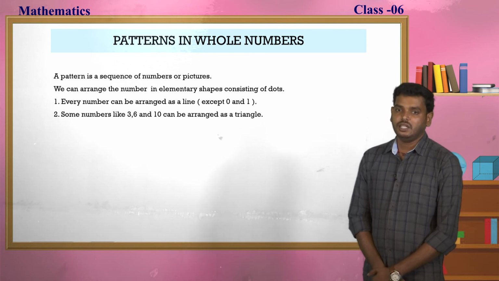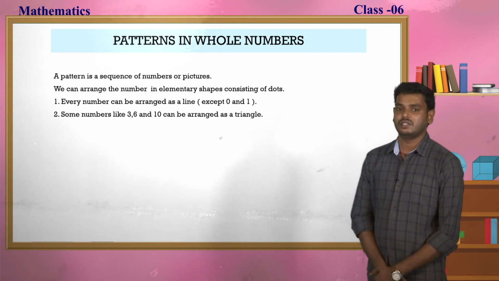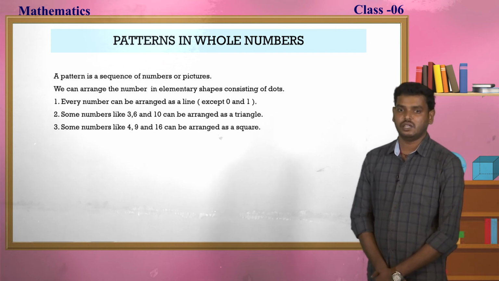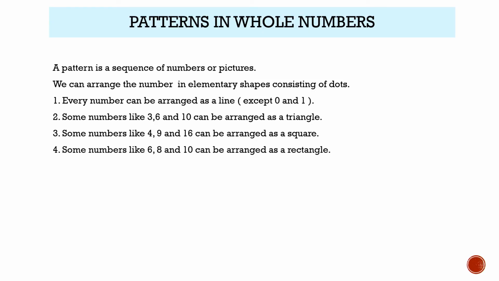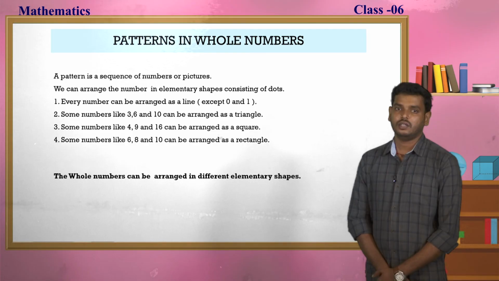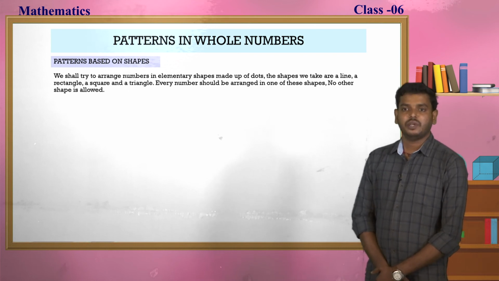Some numbers like 3, 6 and 10 can be arranged as a triangle. How we can arrange them, we will see now. Some numbers like 4, 9, 16 can be arranged as a square, that also we will see now. And some numbers like 6, 8, 10 can be arranged as a rectangle. See, all the numbers are whole numbers. By using these whole numbers, we can frame patterns in the form of a line, triangle, square and rectangle. Understood, children? By this I can say that whole numbers can be arranged in different elementary shapes. Let us see the shapes. Patterns based on shapes. We shall try to arrange numbers in elementary shapes made up of dots.